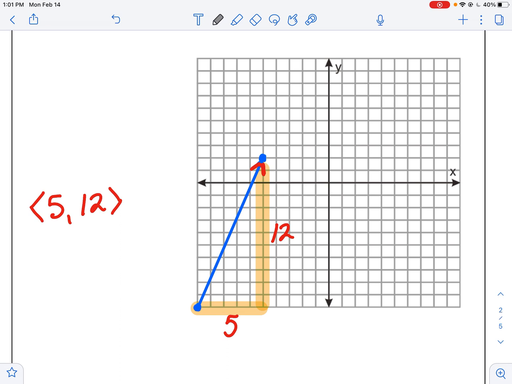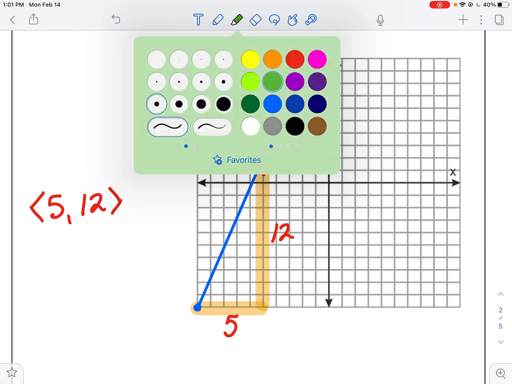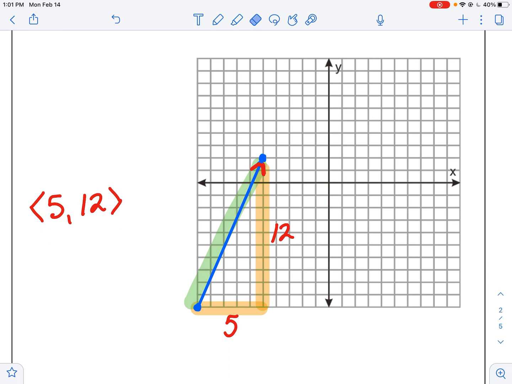Now to find your magnitude, that's the third side. That's this side here, the resultant. To find that, I would do the Pythagorean theorem. Since it's a right triangle, I would have 5 squared plus 12 squared equals your resultant, or your magnitude, squared. If I solve this, that would be 169 equals m squared, or I could square root that to get 13. So my magnitude is always going to be the Pythagorean theorem.